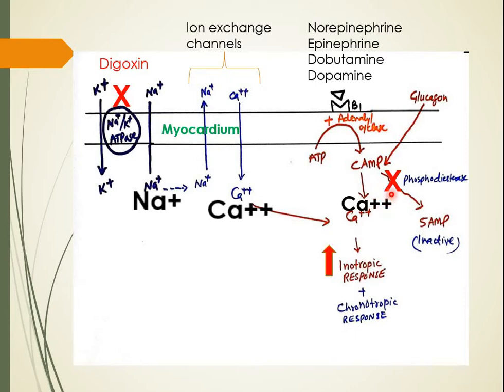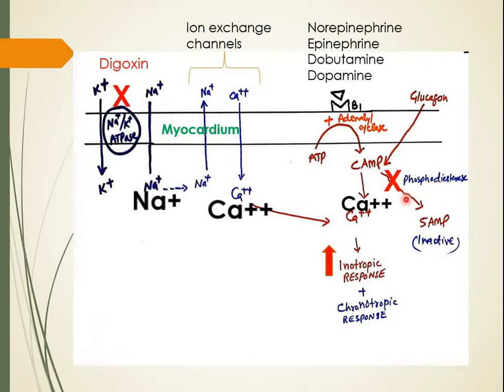inotropic response. Now there is another technical point, that there is an enzyme phosphodiesterase, and if you inhibit this enzyme, what will happen? Cyclic AMP will not be converted into 5-AMP. 5-AMP is, excuse me, inactive, and once this is inactive, it will thus help in regulation of this reaction, but it becomes inactive due to the action of phosphodiesterase enzyme.